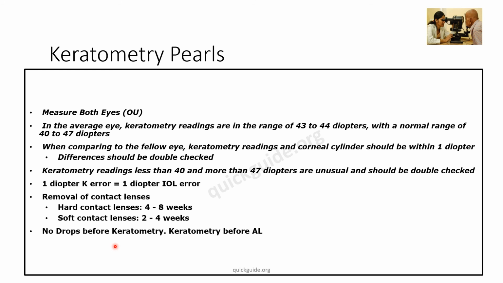For accounts where there's no optical biometry and they do a keratometry and then an A scan, ultrasound A scan, it is important to do the keratometry first and then do the ultrasound A scan, because during ultrasound A scan you may be putting drops on the patient's cornea. So it is very important to first do the keratometry and then do the A scan readings.